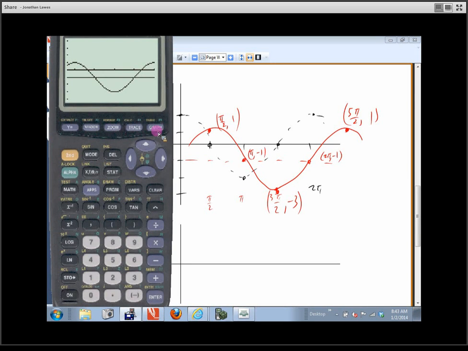Okay. Hit the trace button. Let's check this point right here. Let's check 2 pi, -1. Now you can arrow over to that point, or if you're in trace mode, let's just type in 2 pi. And if we did this right, when I hit enter, what should the y coordinate turn out to be? Better turn out to be -1. And it looks like it's right where it should be. Okay? All right. Any questions? Sure?